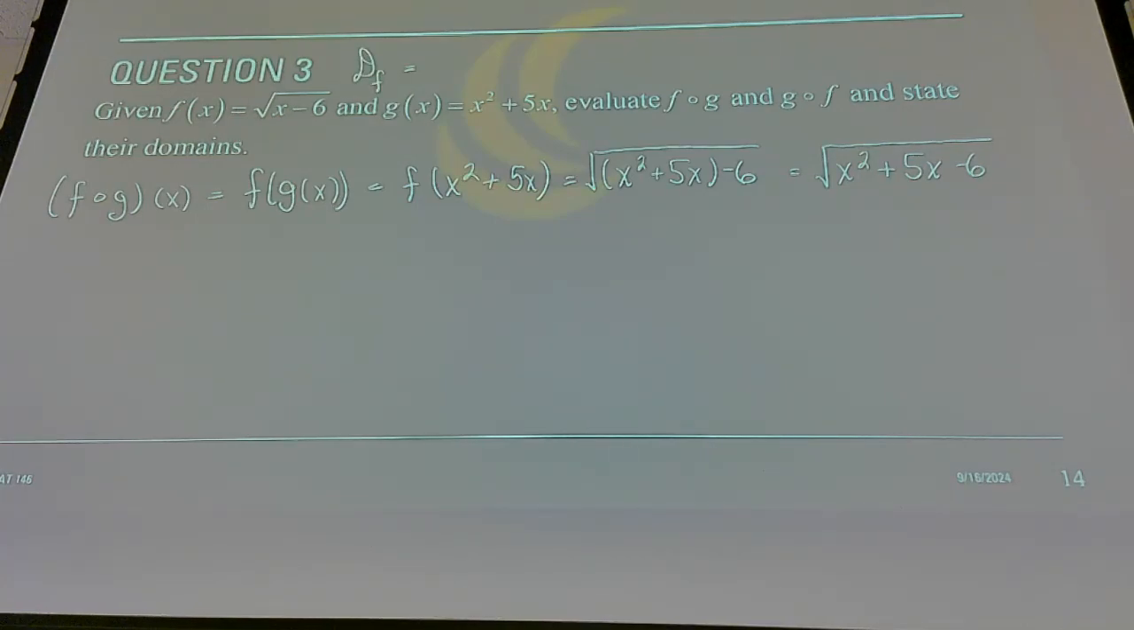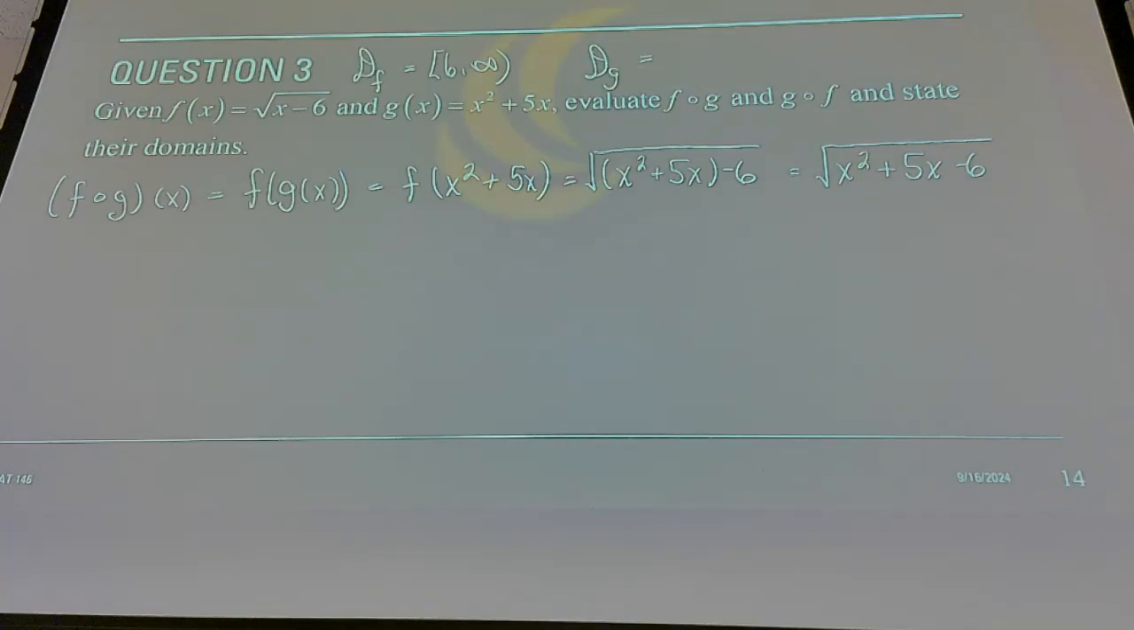Back to the original functions. What is the domain of F? Isn't it like bracket 6 to infinity?